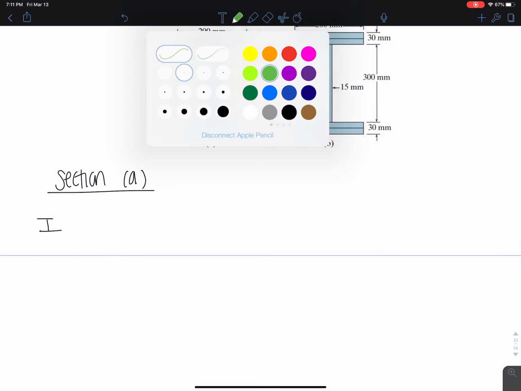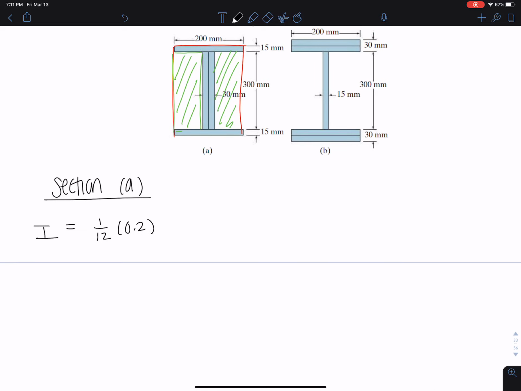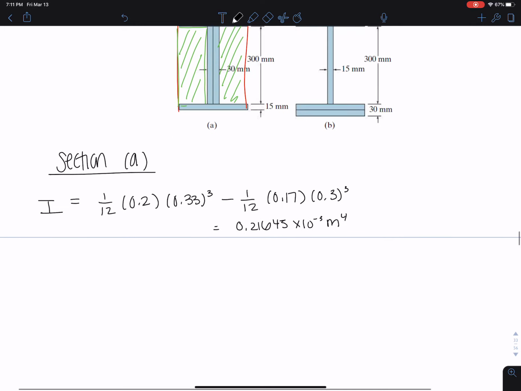Okay, so I can say that I is equal to 1 over 12 times 0.2, which is the whole base of the flange, 0.2, times 0.33, the total height of the system. But now minus, right, that interior portion. And so that base is going to be, and I'm just going to add it into one whole portion instead of splitting it up, the 1.7 times 0.3 cubed. And I get 0.21645 times 10 to the negative 3. And if you want to check this, you can do parallel axis theorem to kind of check this, okay?